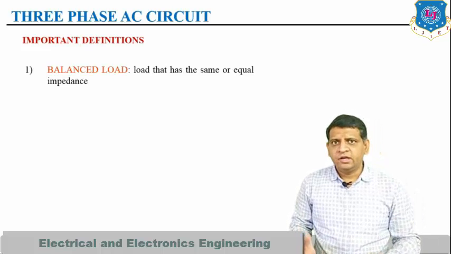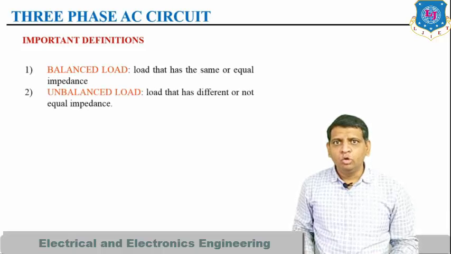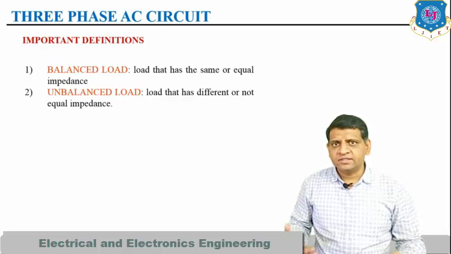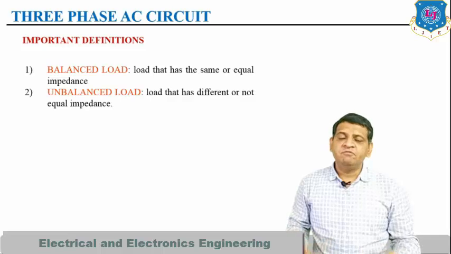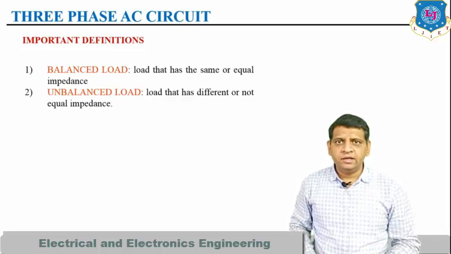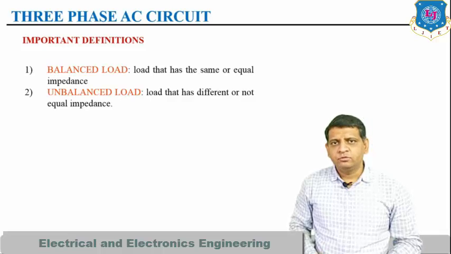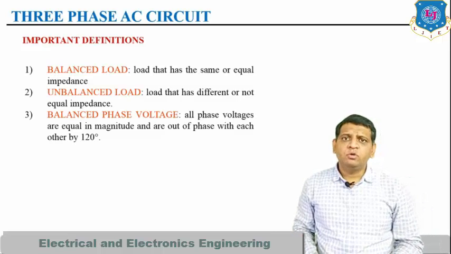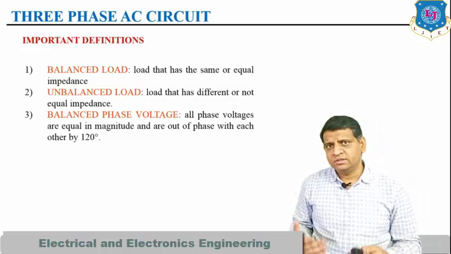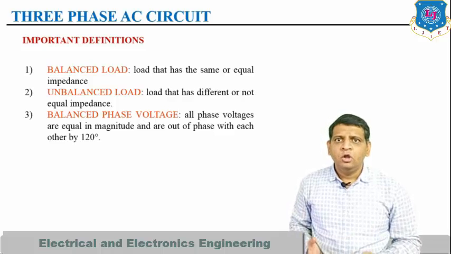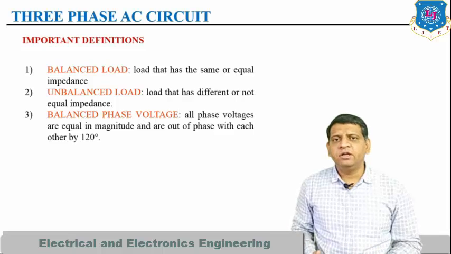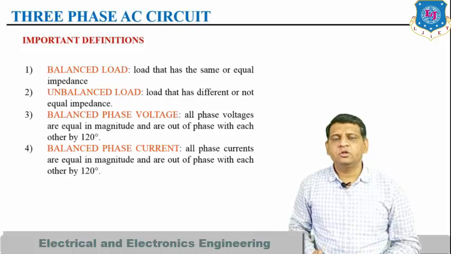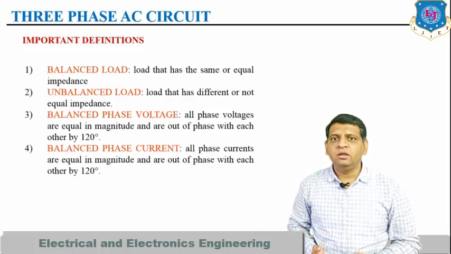definitions related to balanced load and unbalanced load. In a balanced load, all the impedances connected in a circuit are the same, having equal value. In the same way, an unbalanced load means all impedances connected in a network have different values, not equal. Balanced phase voltage means all the voltages in a star or delta 3-phase AC circuit are of the same magnitude but are 120 degrees apart from each other. Similarly for the balanced phase current, all the current magnitudes are the same but are 120 degrees apart from each other.